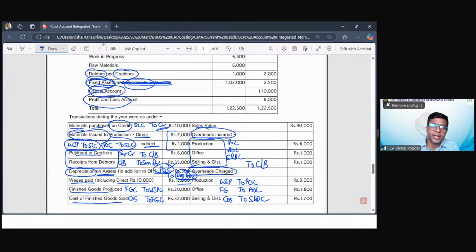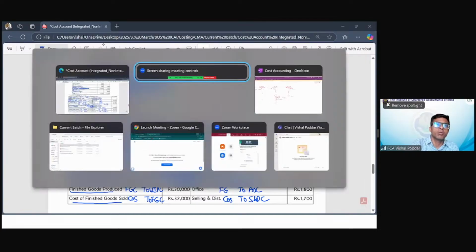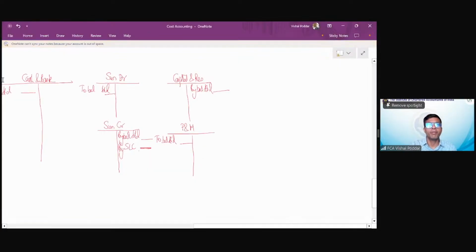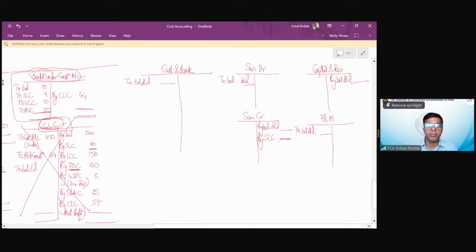So students, please understand that there is no much difference in integrated, non-integrated, except for the transactions pertaining to the assets and liabilities. So basically now what will happen? You will be having these accounts for your assets and liabilities, and majorly now for all expenses incurred, cash bank would be credited. Then for purchases made, the second effect would be in sundry creditor, because the purchases are made on credit. So you'll have this entry.